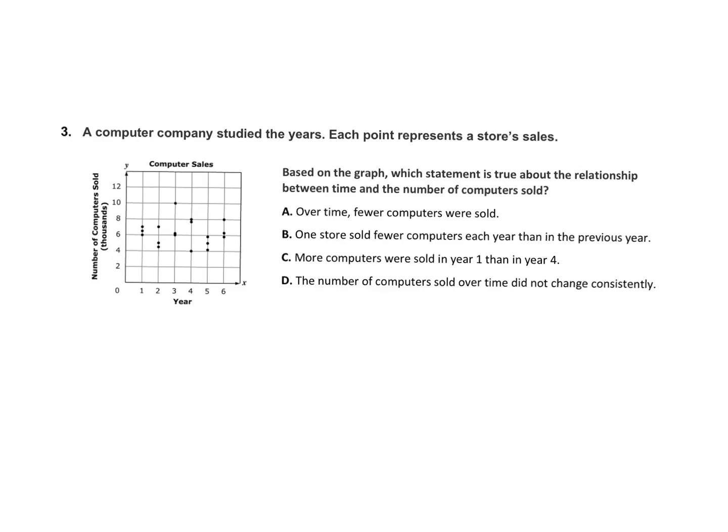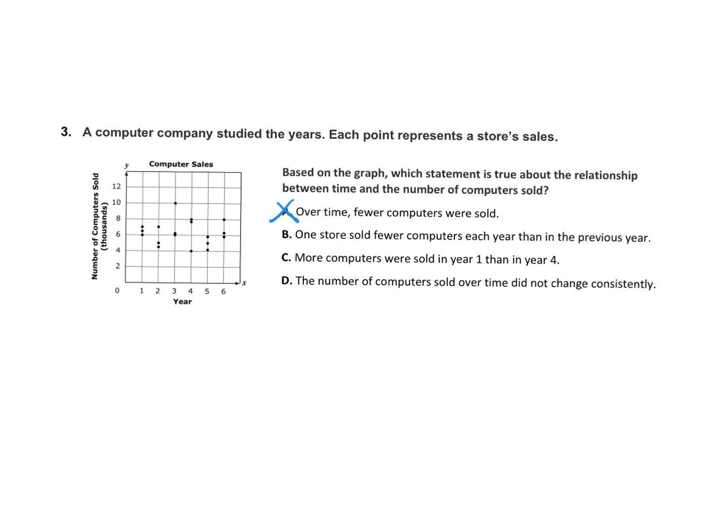All right, so question number 3. It says a company studied the years and each point represents the store's sales. So notice, as the number of years are increasing, do we notice any relationship in the number of computers that have been sold? Well, I don't really see any positive relationship. I really don't see any negative relationship. But let's see what it says here. It says over time, fewer computers were sold. Well, no, I really can't see a negative relationship there, so I would have to say no to that one.